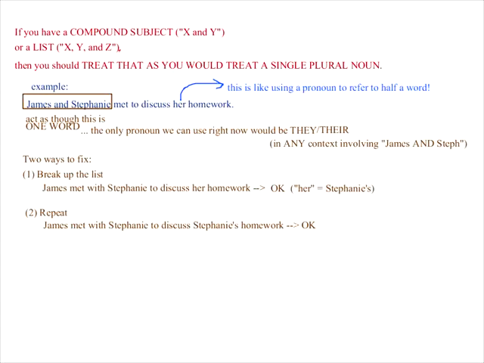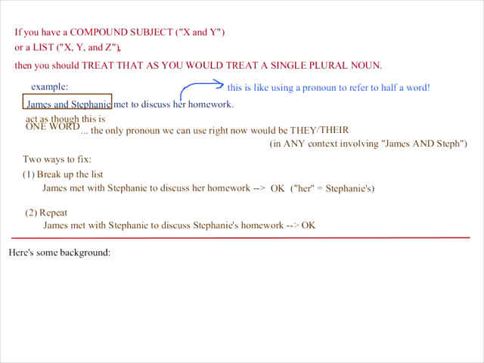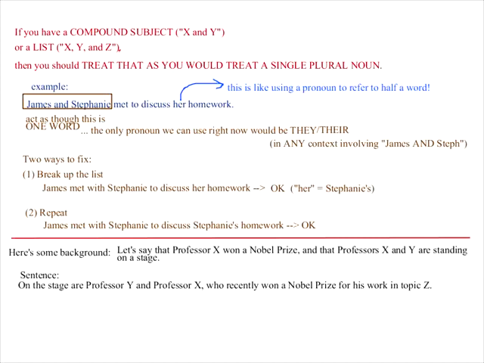Okay, so let's talk about this. Let's say that, here's a little bit of background. Let's say that Professor X won a Nobel Prize. And that Professors X and Y are standing on a stage. Okay, there's your context. Here's your sentence. On the stage are Professor X, Professor Y rather, who recently won a Nobel Prize for his work in topic Z.